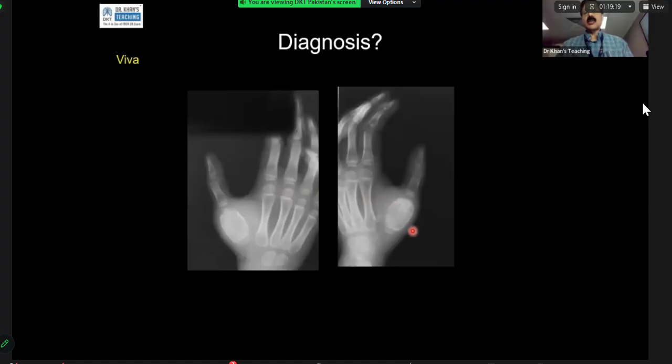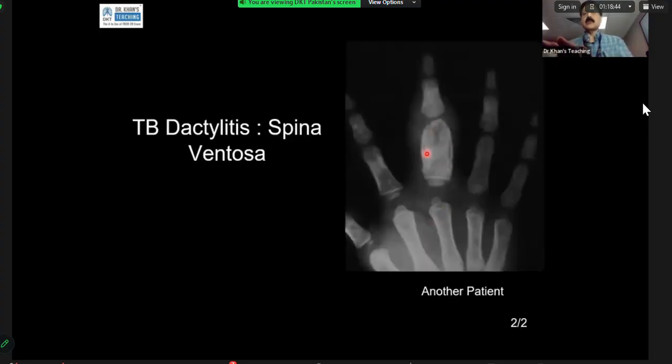Now, what is happening? This is a particular type of TB in which there is expansion of the medullary cavity. Remember this phrase, expansion of the medullary cavity. It becomes inflated like a balloon. It can be the phalanx, the metacarpal, or the metatarsals also. And the second thing is that there is expansion. So this is another example of spina ventosa.